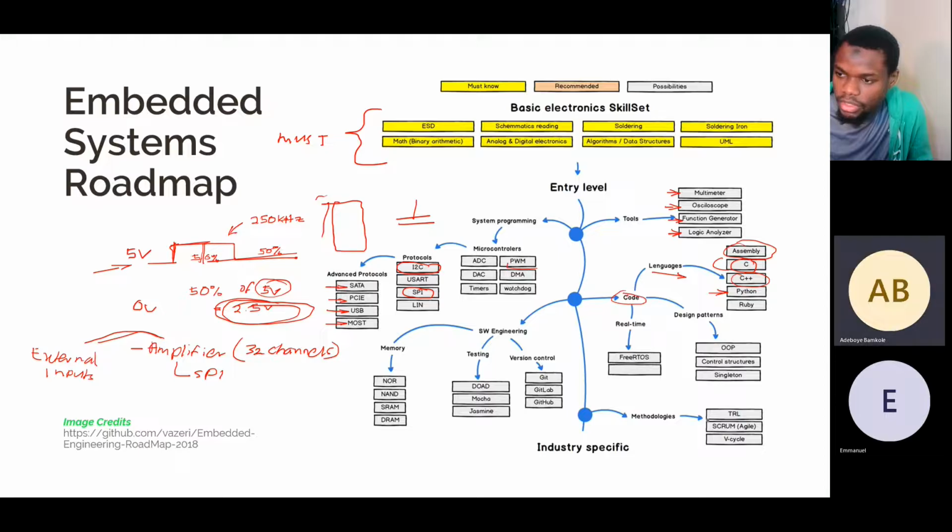Then we also have design patterns. We have object-oriented programming, control structures, and a single thing, I don't know what this is. But you probably know about object-oriented programming already. Do you know what an object is? I didn't know about that, though I'm doing a course on Python. Currently where I am in Python is object-oriented programming. I don't know how it's applicable to embedded systems now.